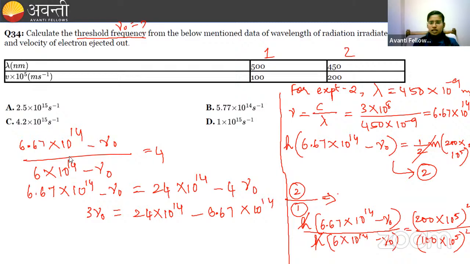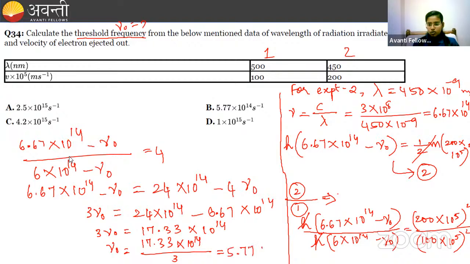Now if I subtract these two, I will get 3 nu naught is equal to 17.33 into 10 to the power 14, and nu naught will be equal to 17.33 into 10 to the power 14 divided by 3, which is equal to 5.77 into 10 to the power 14 per second. Okay. So the threshold frequency nu naught is coming out to be option B. So option B is the correct answer for this question. Okay.